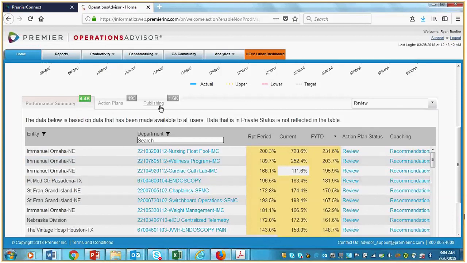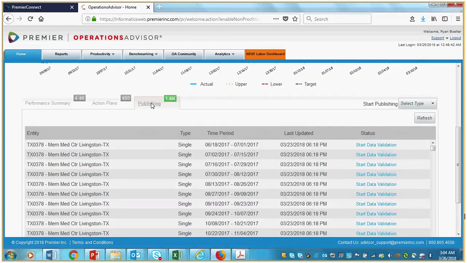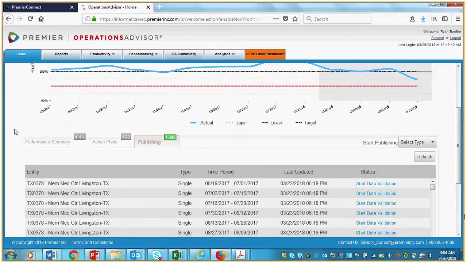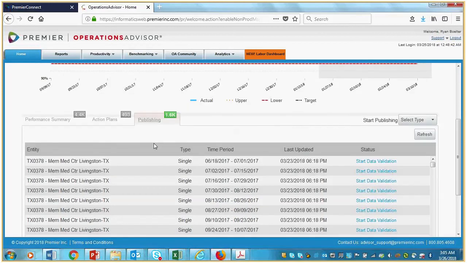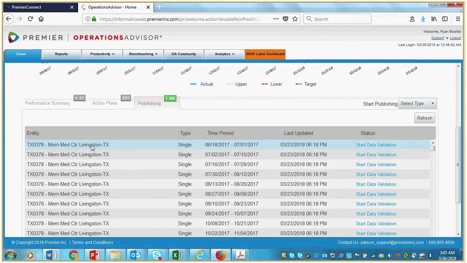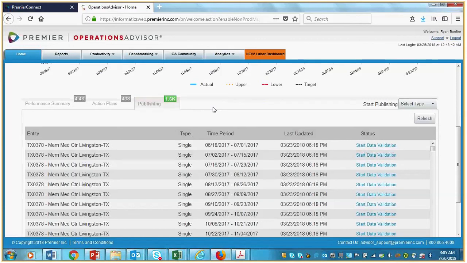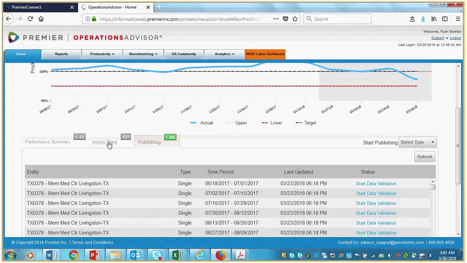I'm going to show you here the publishing tab. If there's that banner, which it's not here now, generally it's not going to be here for you because we do things a lot of times overnight. But if you see the banner that says notice, we're publishing data, then you would click on the publishing tab and you would be able to see which facilities for which time periods are processing. That means you don't have access to the data for those time periods at that time. I'm going to come back to the action plans.